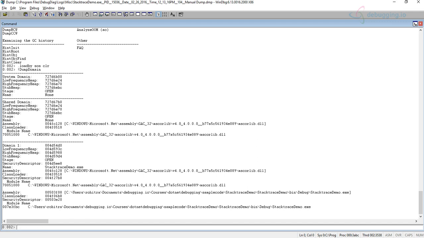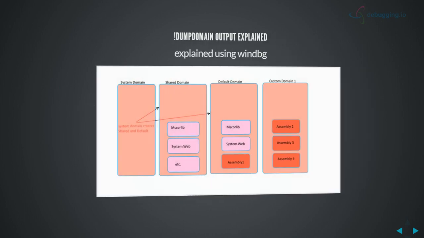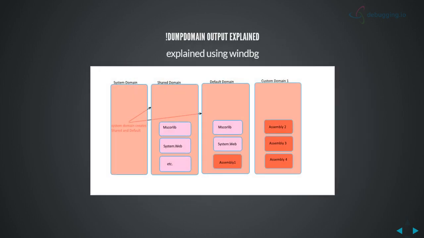If you look closely, you have the system domain, you have the shared domain, and you have domain 1. So we have 3 domains. The system domain is created by the CLR to create other domains. So the CLR first creates the system domain, and using that domain, it creates the shared domain and domain 1. So we have the system domain, shared domain, and the default domain, which in this case is domain 1, and you can create custom domains. Custom domains can be created using C# code with CreateDomain calls, the AppDomain.CreateDomain call, where you can pass a domain name and create custom domains.